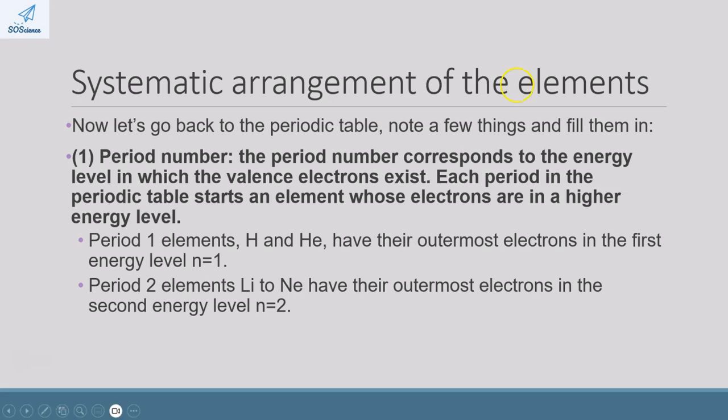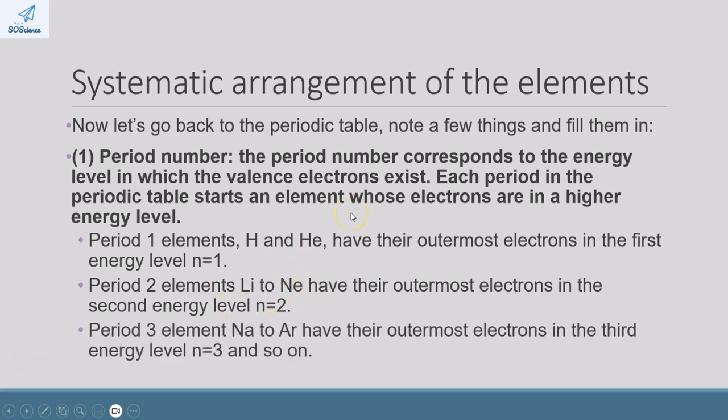Remember that each period in the periodic table starts with an element whose electrons are in a higher energy level. So if we look at hydrogen, hydrogen's outermost electrons are in n equals 1. And when we start the next period that begins with lithium, lithium's outermost electrons are in n equals 2. And when we start the next period with sodium, sodium's outermost electrons are in n equals 3, and that would then apply to the entire period all the way from sodium to argon.